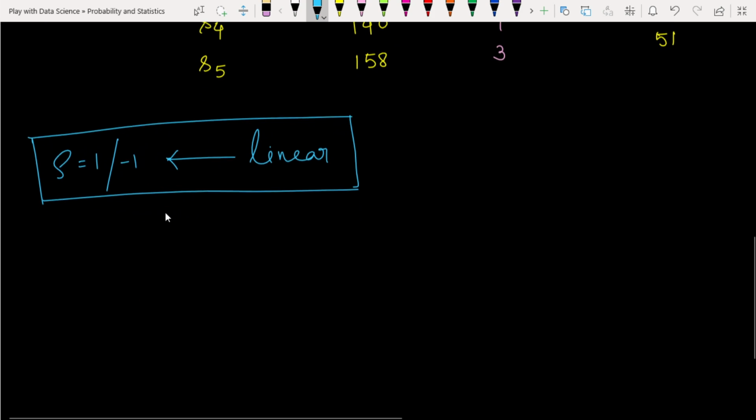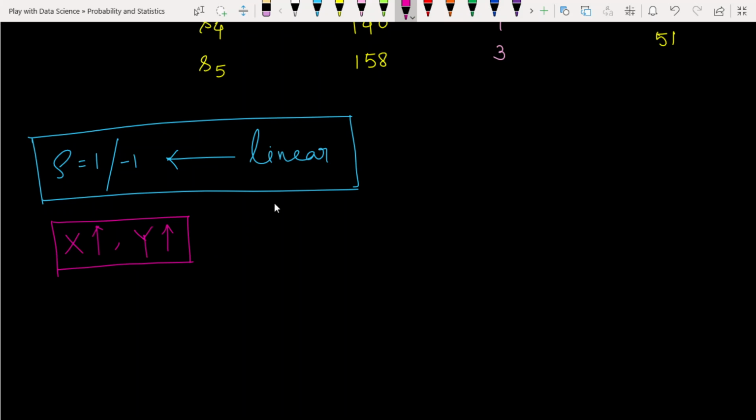If x increases and y increases, whether the relationship is linear or non-linear does not matter. Here r will always be 1.